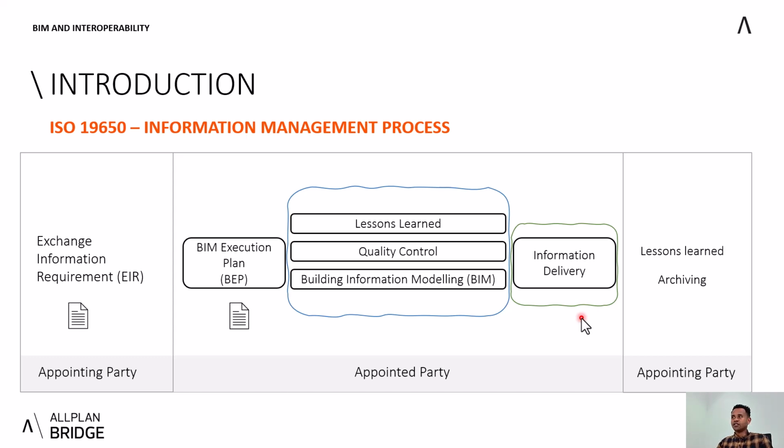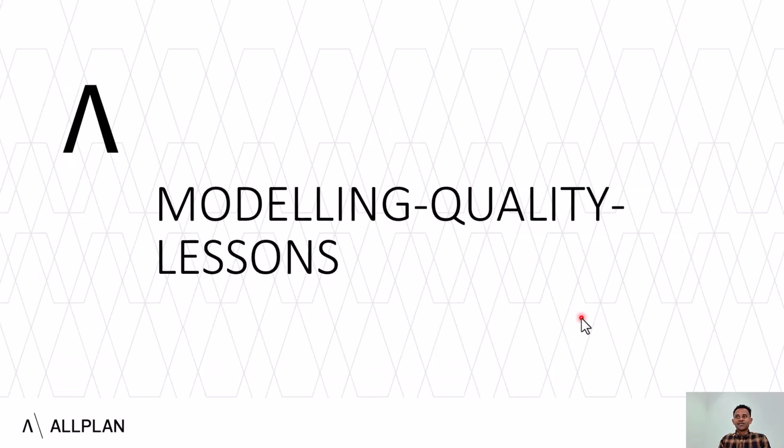So let's start with the first milestone. The first milestone is the modeling, quality, and lessons. Here they are included in one milestone because it makes much more sense to do the modeling of any given object, check the quality or do the control for that object to see if the model is according to requirements, and draw the lessons out of that.